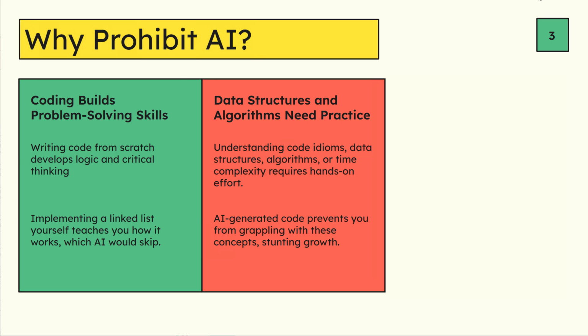Second, you need to practice using the data structures and algorithms that we'll cover in these courses. If you're going to actually understand the code idioms for the language you're using, data structures, algorithms, time complexity, and other computer science topics, you have to do hands-on work. And if you're not doing those things hands-on, you're not going to learn anything. Using AI is really no different than just taking the solutions and copying those. So when you use these tools, you're actually stunting your own growth.